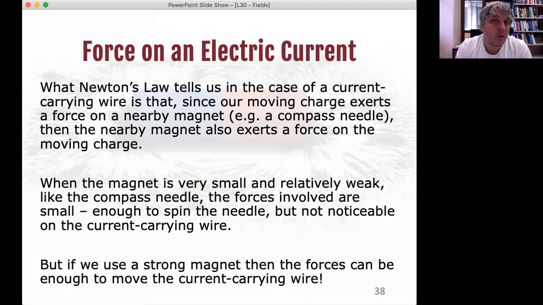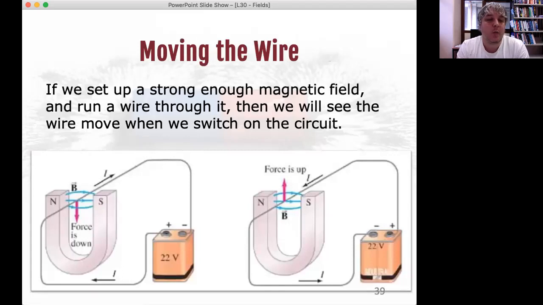But if we used a strong magnet, and put the wire inside the strong magnet, then turn the current on, then we might see the opposite. If the magnet's too big and heavy, the wire might move instead of the magnet. And indeed, that's exactly what happens. If you put a wire through a giant magnet and run a current through it, then you will get a force on it. You will get a force on the wire.